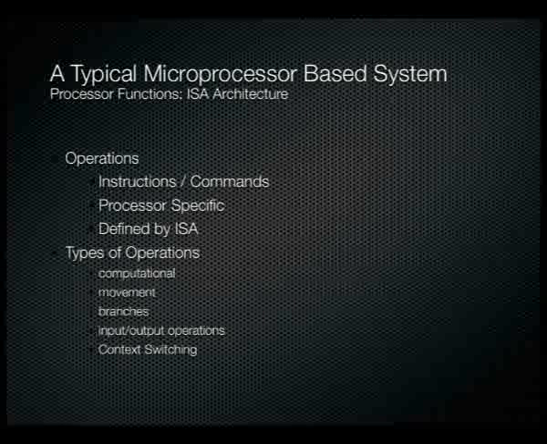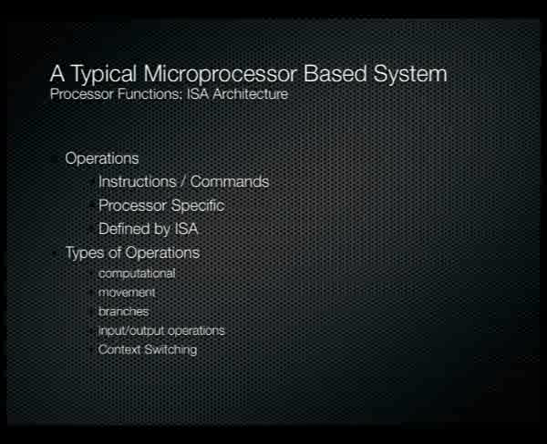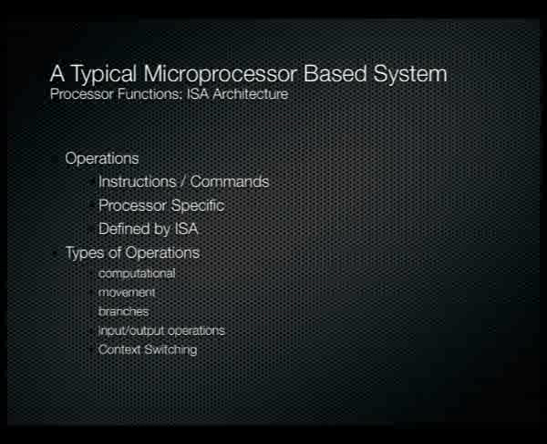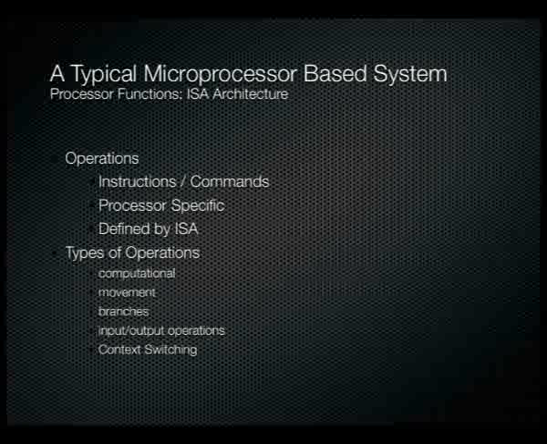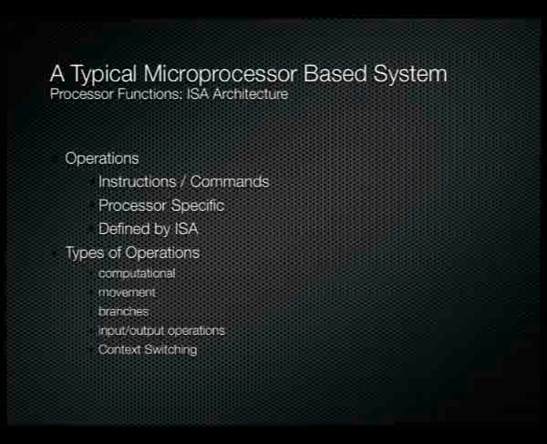And of course we need some sort of context switching mechanism, so when an interrupt or some unexpected event takes place, we have the ability to stop what we're doing, save our data, and then service that asynchronous event, then come back and continue with what we're doing. So we need some sort of means of doing context switching. We'll talk about that in a bit more detail when we talk about interrupts.